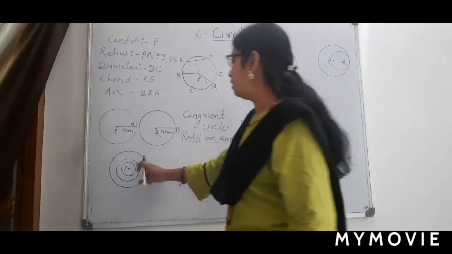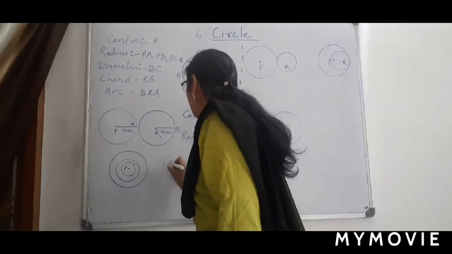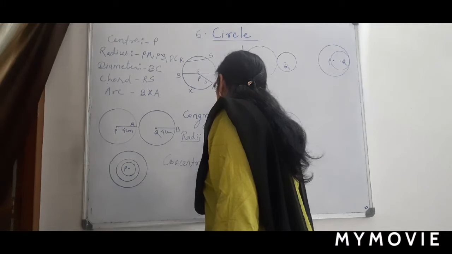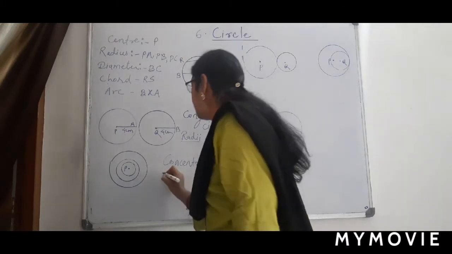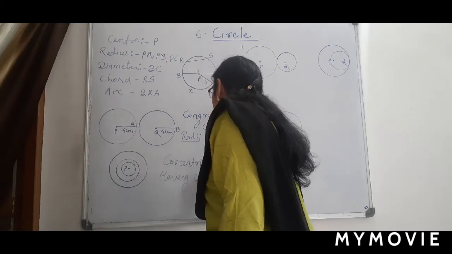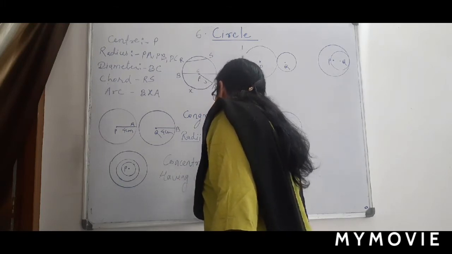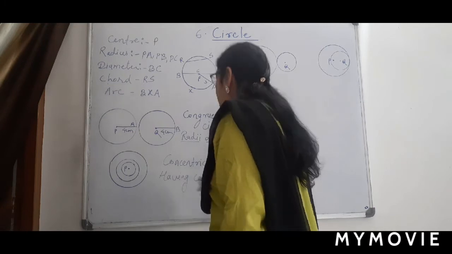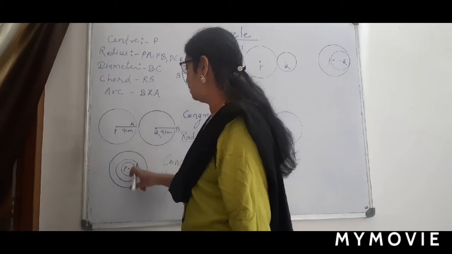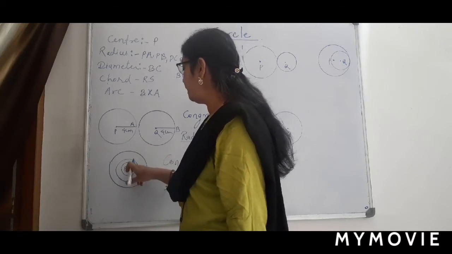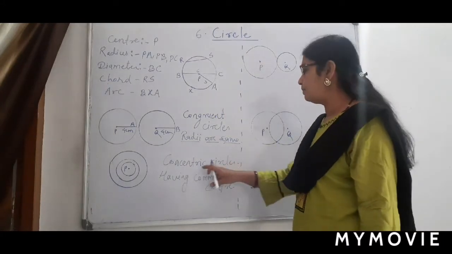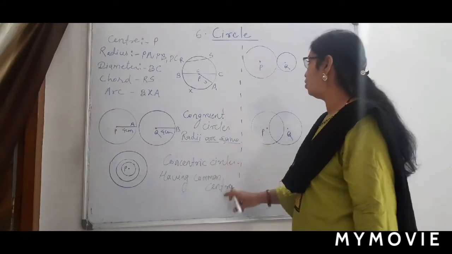These two circles are said to be congruent circles. Now this type of circles are called concentric circles. What is meant by concentric circles? Having a common center. Now see here the first circle, second circle and third circle. But point P, that is the center, is common for all three circles. Those circles are said to be concentric circles, having a common center.